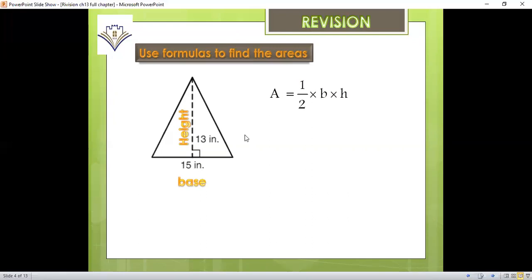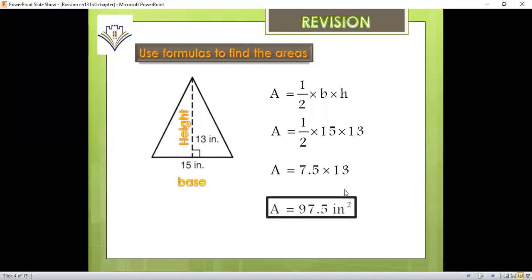Then area is equal to, this is our base and this is our height, half multiply 15 multiply 13. Then half of 15 is equal to 7.5. Then 7.5 multiply by 13. The product is equal to 97.5 square inch.